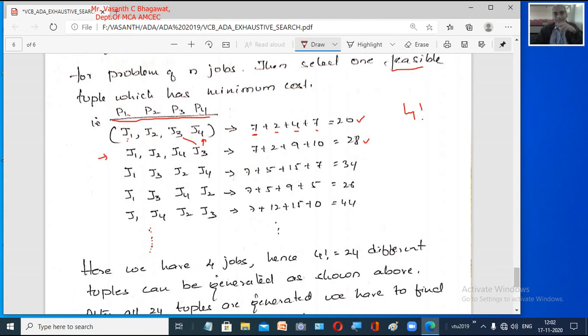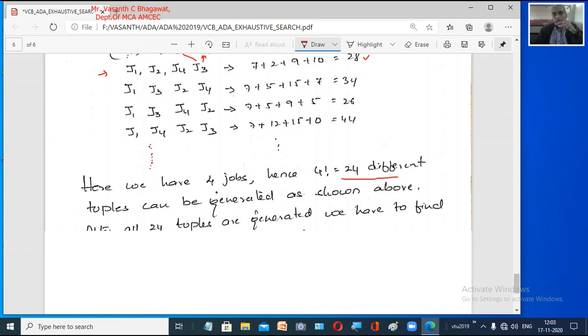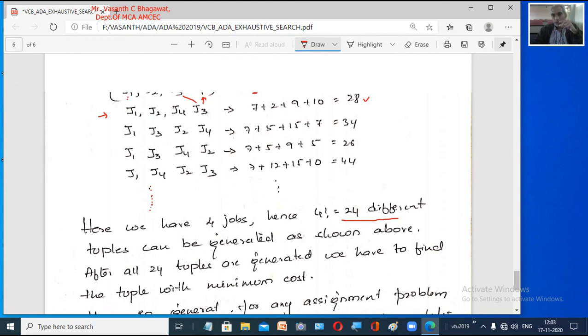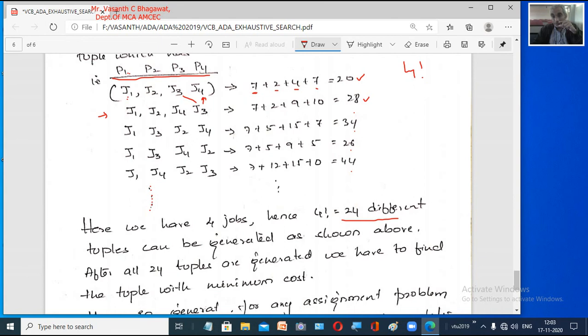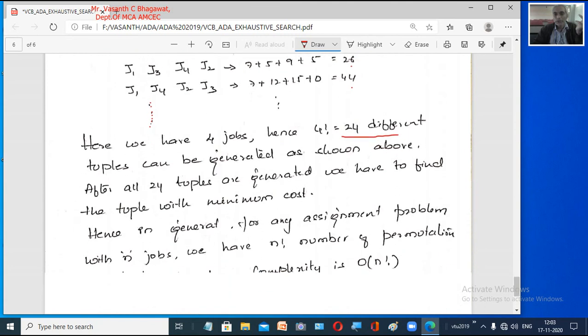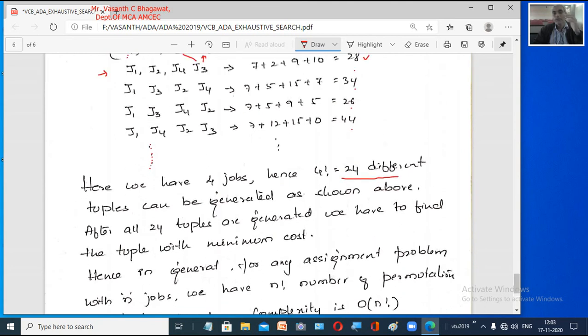As an example I have just written 1, 2, 3, 4, 5. So like this you will get totally how much? You will get 24 different tuples. And for all these 24, you have to find the minimum cost. So once you derive the cost for all the 24 permutations, the assignment which gives you the minimum cost will be your final solution.